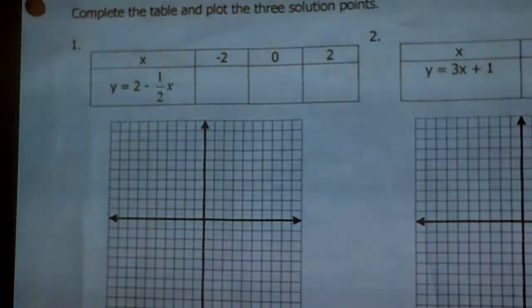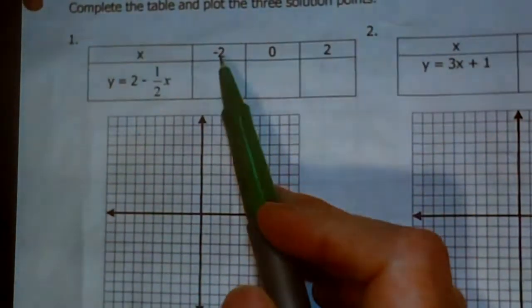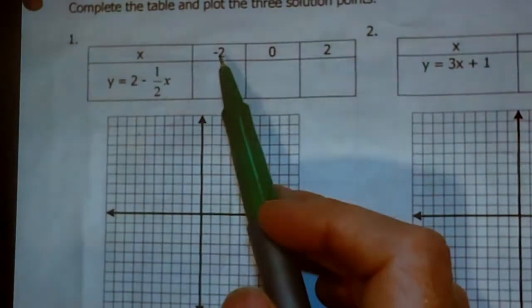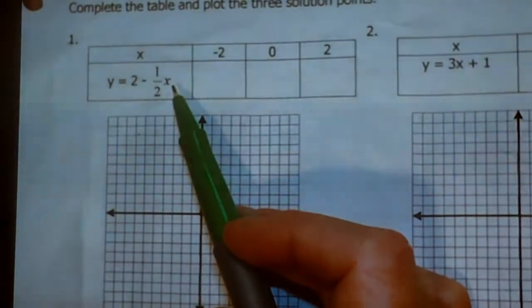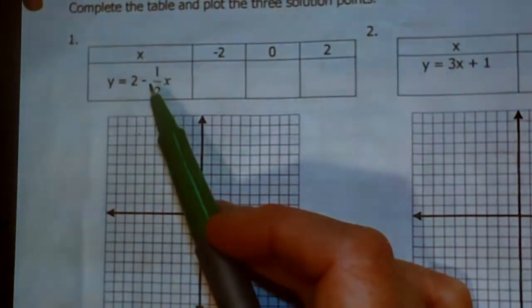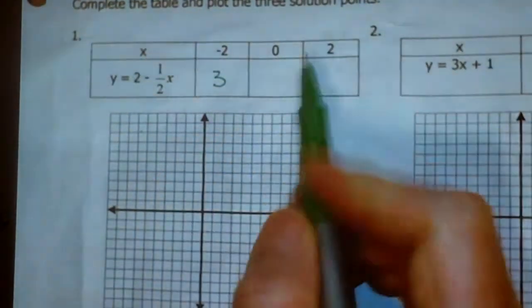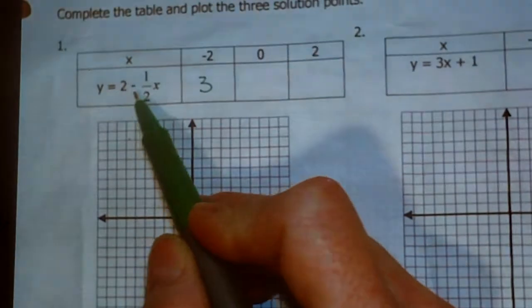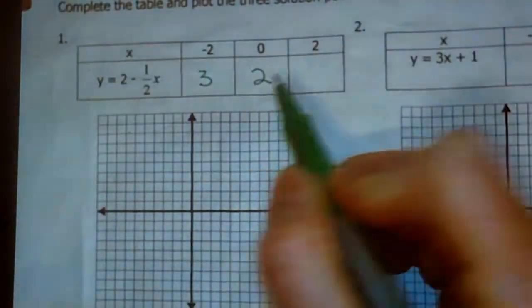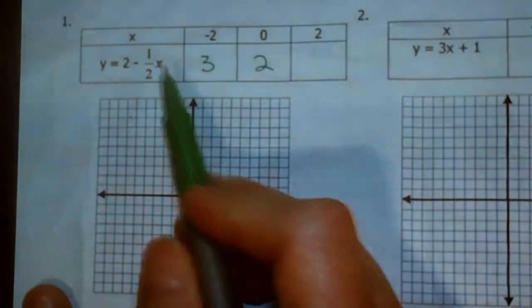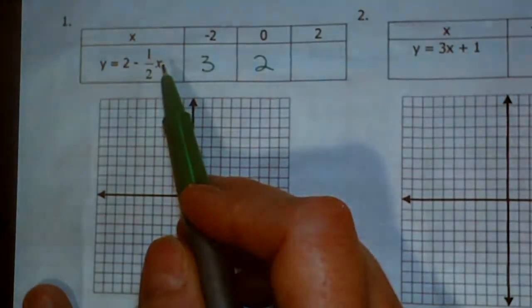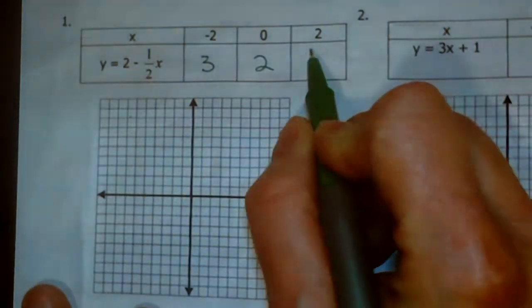So problems 1 and 2, I ask you to complete a table to plot the points. So this is just pure substitution. I want to know when x is -2, what y is. So you plug the -2 in for x, and you end up getting 2 plus 1, which is 3. When x is 0, you get 2 minus 0, which is 2. And when x is 2, 1/2 times 2 gives you the 1, and 2 minus 1 is 1.